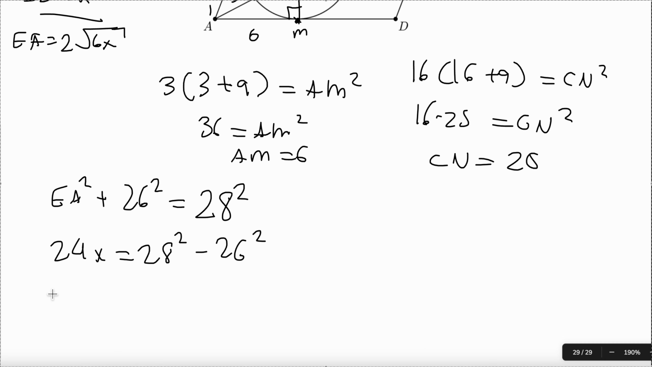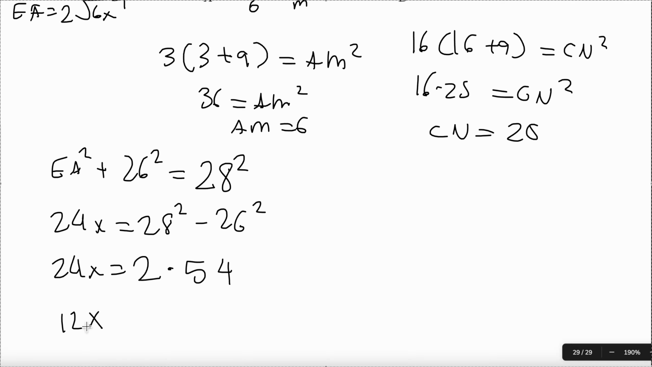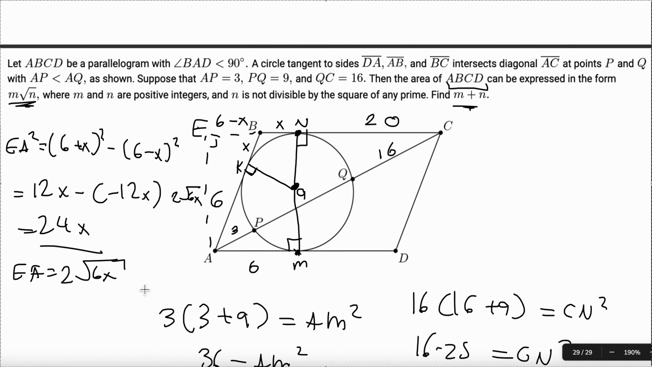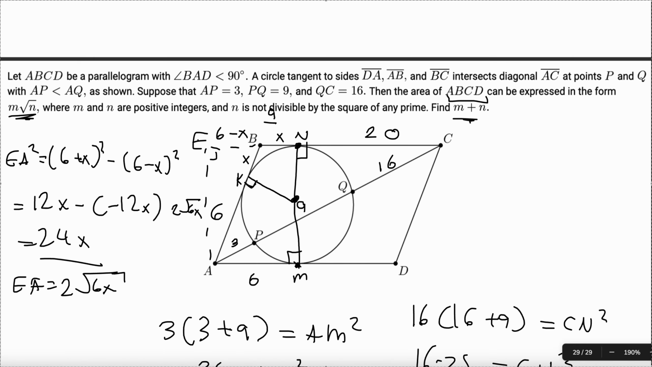So let's go through it. I'm going to use difference of squares here, which gives 2 times 54. So 24x equals 108, and 12x equals 54. When we divide both sides by 6, we get 2x equals 9, so x equals 9 halves. That's a really important result: x equals 9 halves. So we know that this right here is 9 halves.